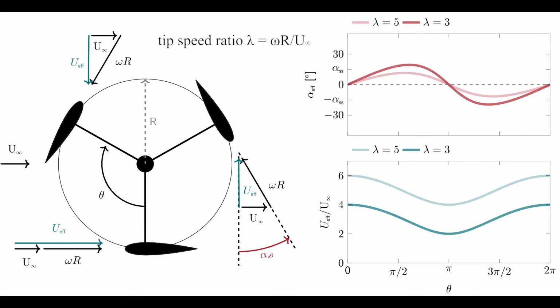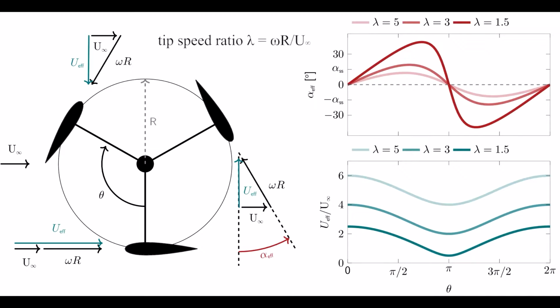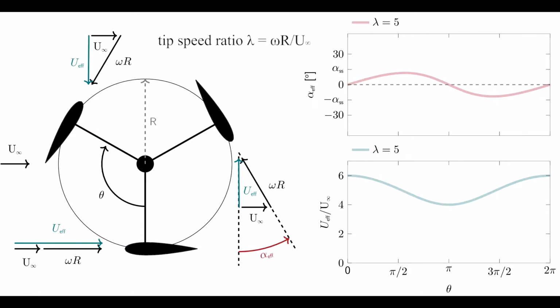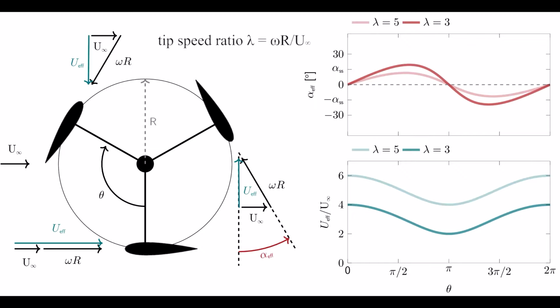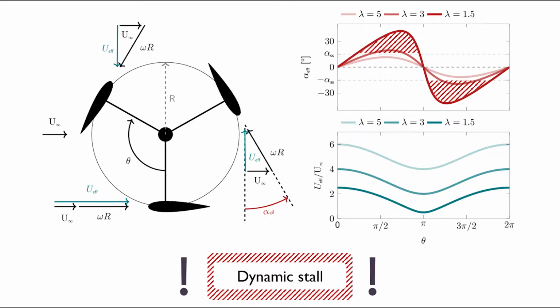The magnitude of the effective flow oscillations is governed by the ratio between the blade velocity and the free stream velocity, also known as the tip speed ratio. The smaller the tip speed ratio, the greater the oscillations. For low tip speed ratios, typically below 3, the effective angle of attack exceeds the blade's static stall angle, leading to the occurrence of flow separation and dynamic stall.